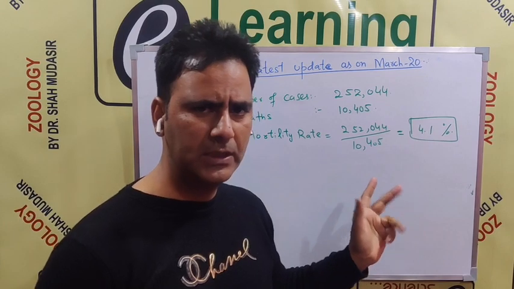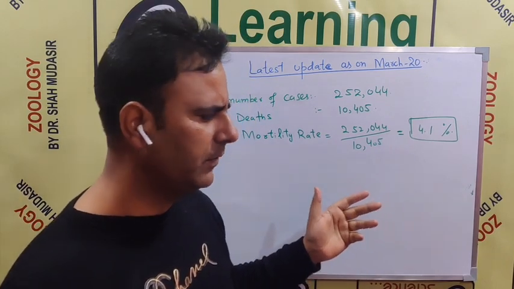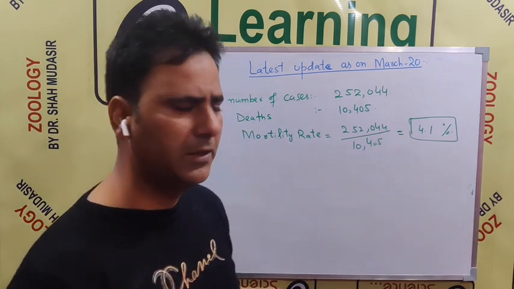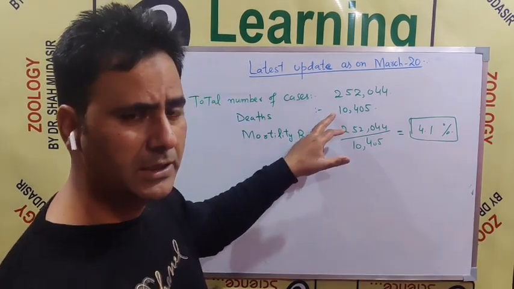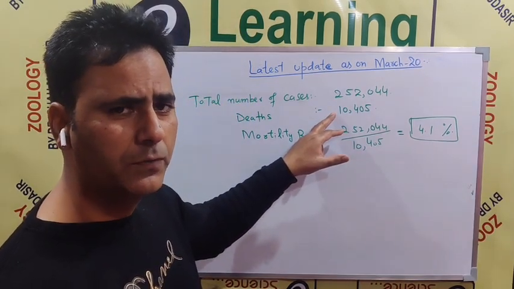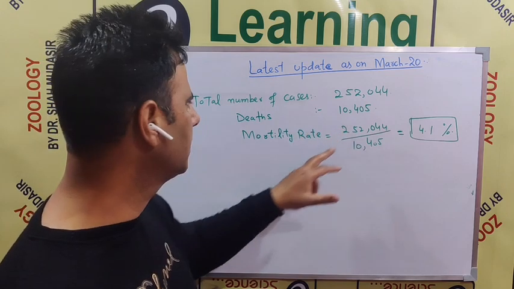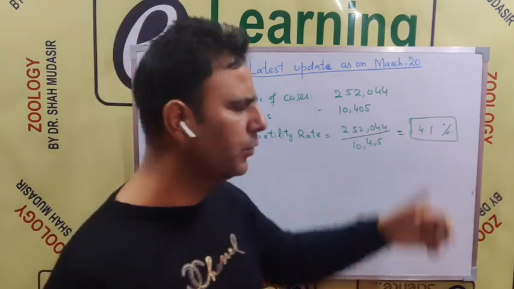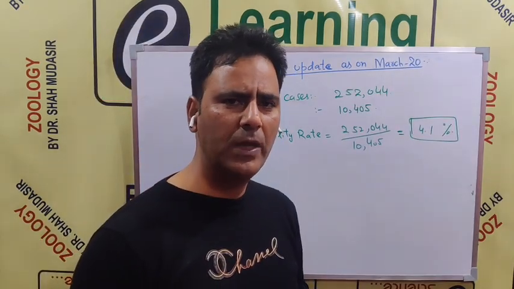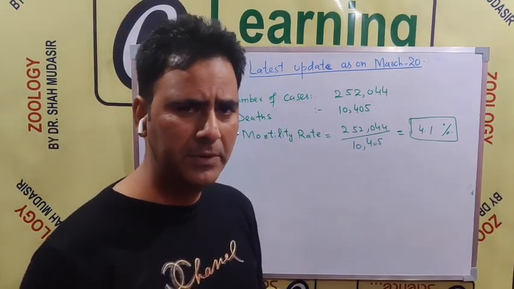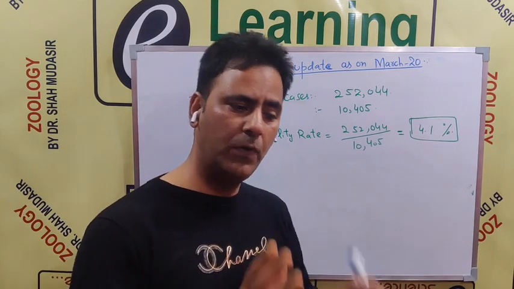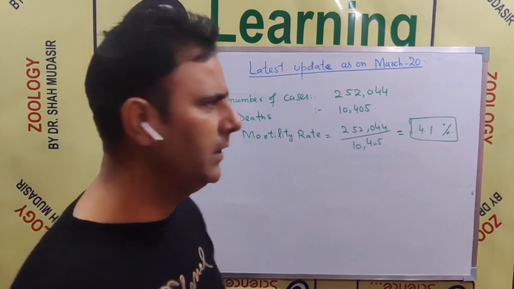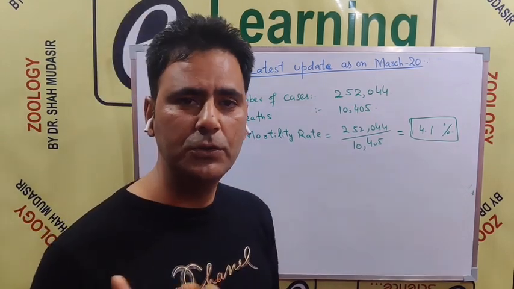The first leading country with more deaths was China, but the second country is Italy, and I think Italy has surpassed China so far as the death count is concerned. And when we arrive at the mortality rate, it is 4.1%. That means out of 100 affected people, only about 4 people have the chance to die.